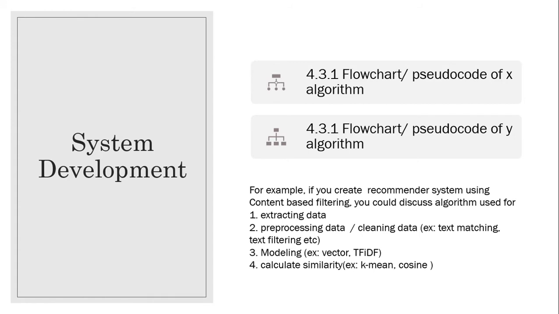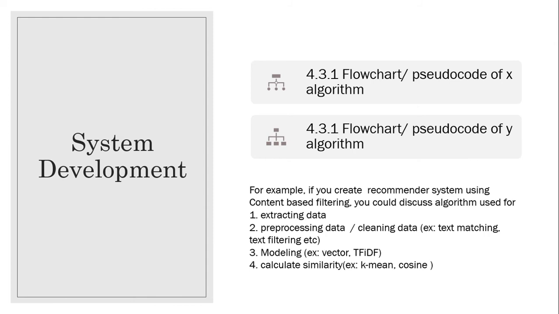Okay, next is under the system development. This is a flowchart of your algorithm. So you can also include several algorithms, as I mentioned in your research area. You might use a different algorithm, not only one. For example, a recommendation system, you might have an algorithm for filtering. You might have an algorithm to clean your data. You might have an algorithm to calculate the shortest paths. Then you might have an algorithm for calculating your recommendations.